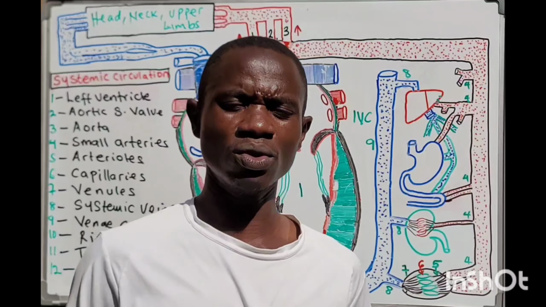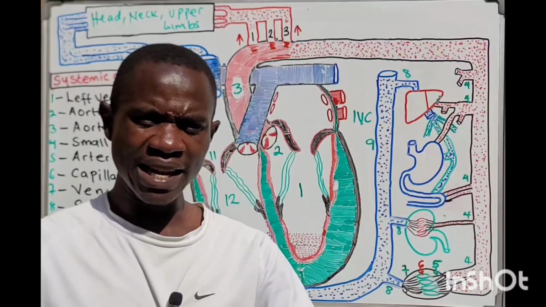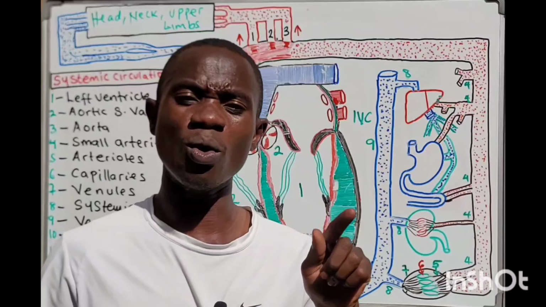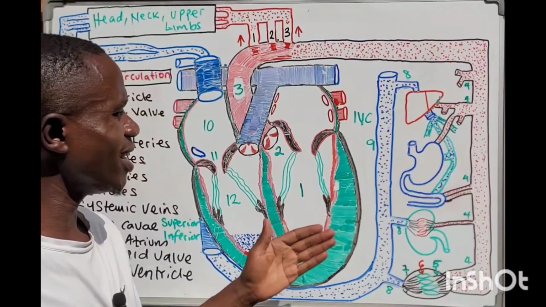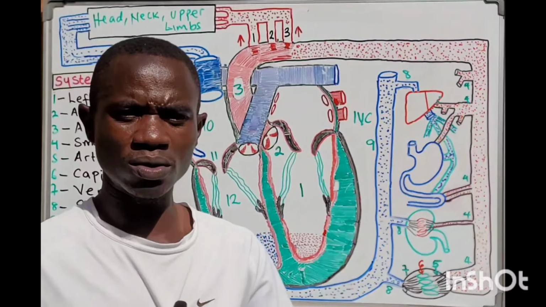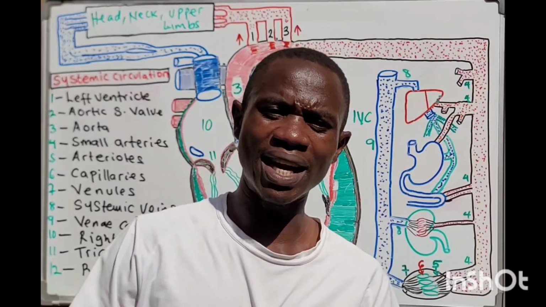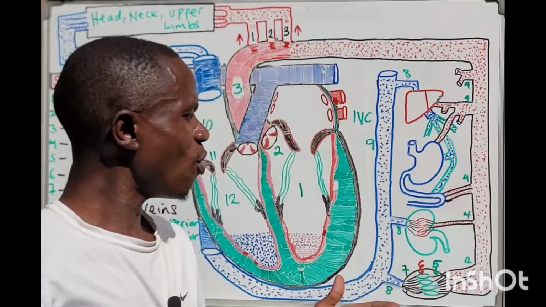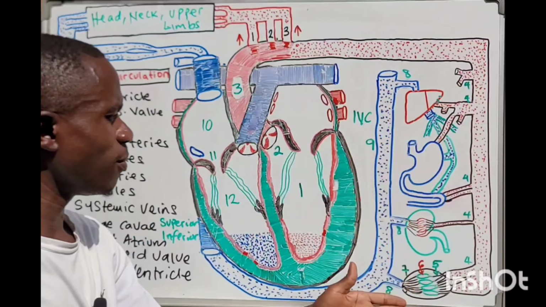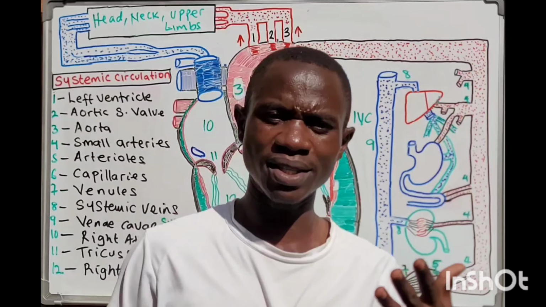Now, systemic circulation plays a very important role. The first one is that it enables delivery of oxygen. Oxygen is delivered to the tissues through systemic circulation. Besides that, delivery of nutrients. All the nutrients received by the different body tissues are delivered through the systemic circulation.